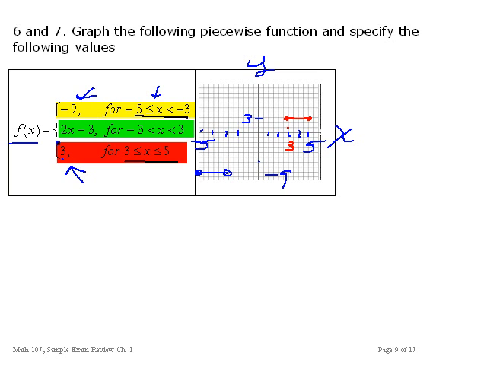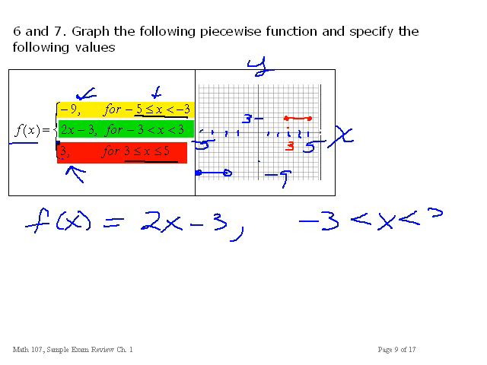Now let's look in between the function, and you see the one in green is a little bit different than the others because it's not a constant. f of x is equal to 2x minus 3 for negative 3 less than x less than 3. Right? How do you handle this? Here's how you handle it. You evaluate the function at the endpoints.